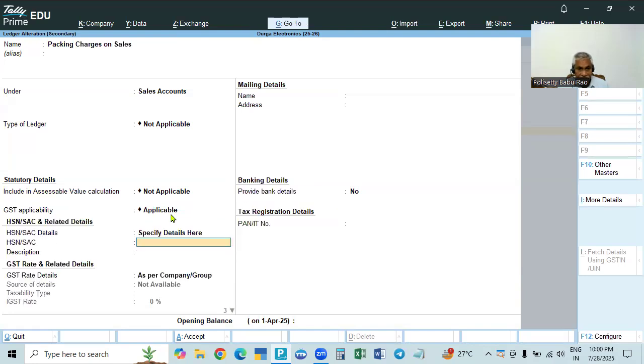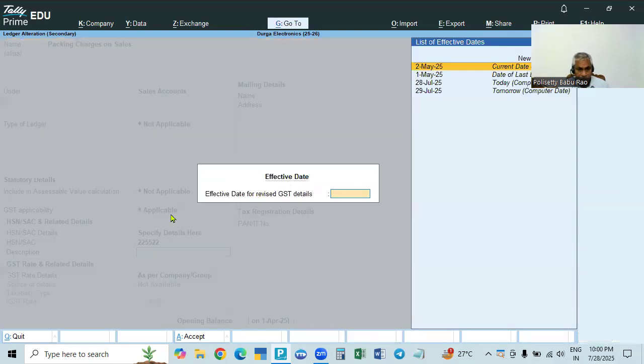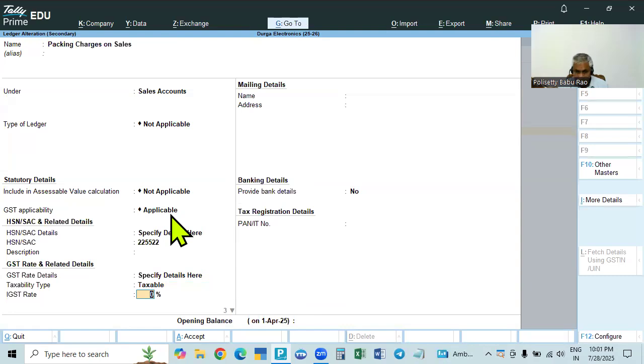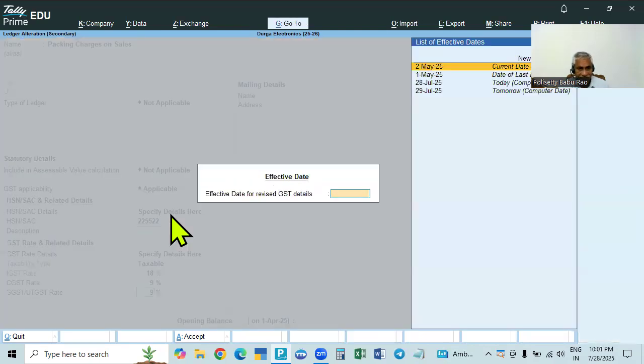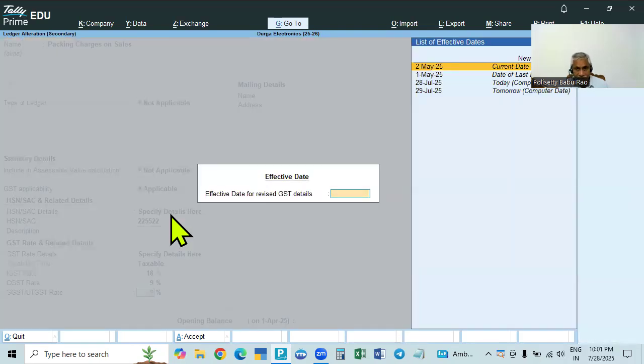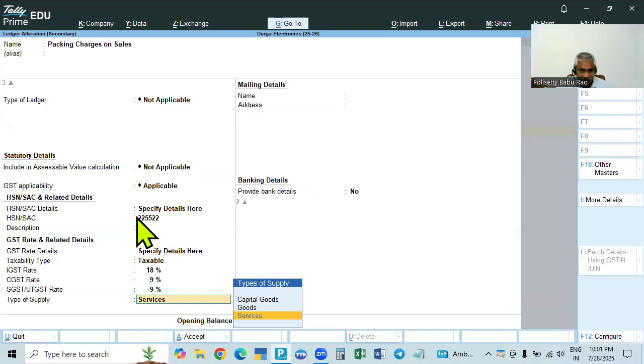In this case, give the details of the expenses service, for example 225522. It is asking from 1st to 2nd May, okay, 2nd May, and now specify the details here. Taxable, the services are at 18%. The HSN code is applicable from 2nd May. This also is applicable from 2nd May.